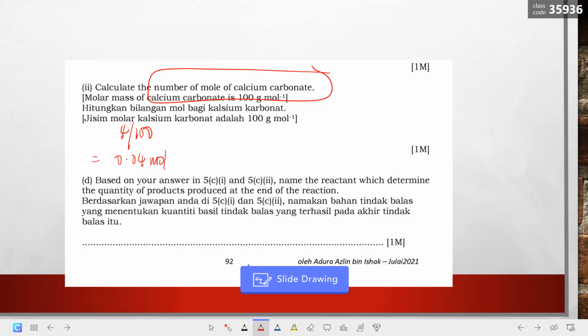Question D is a trick question. Based on C1 and C2, name the reactant which is going to determine the quantity of products produced at the end of the reaction. That means to say, which one is going to be my limiting agent?